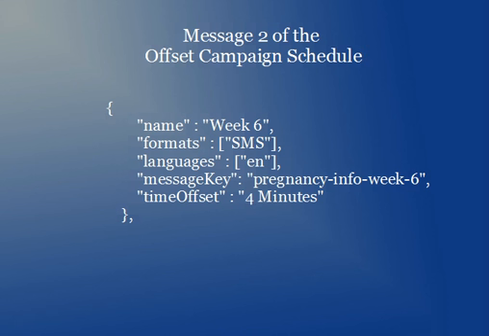The second message in the schedule, Week 6, is also of SMS format. It's also in the English language, and its unique key is Pregnancy Info Week 6. This message is scheduled to be sent at an offset of 4 minutes, that is, 2 minutes after the first message.